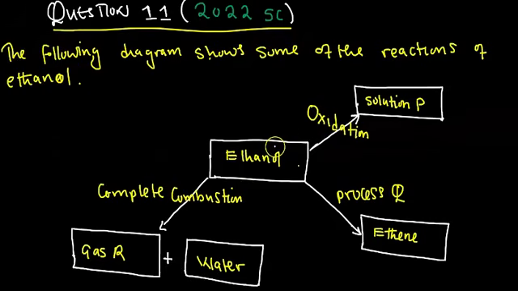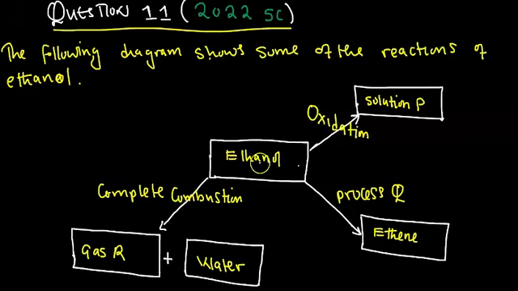Okay, so let us look at question 11 now. So question 11 is coming from the 2022 school certificate. The question reads, the diagram below shows some of the reactions of ethanol. So surely you know that what is reacting here is the ethanol. So what are some of the reactions? So this is the reaction scheme.